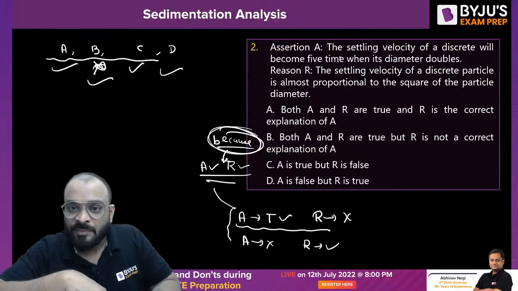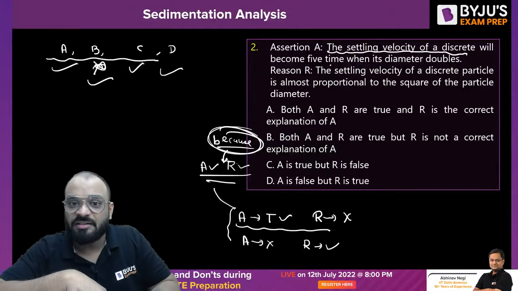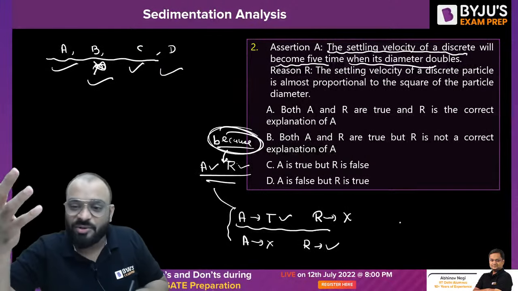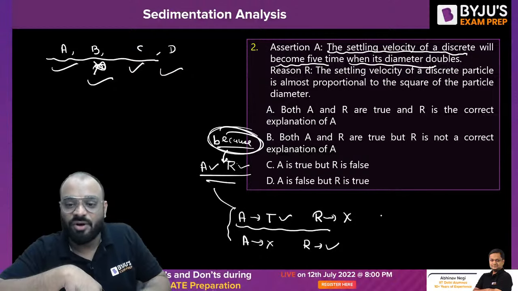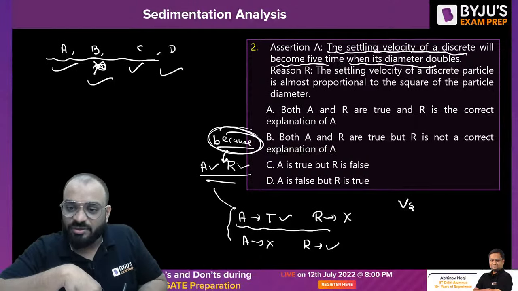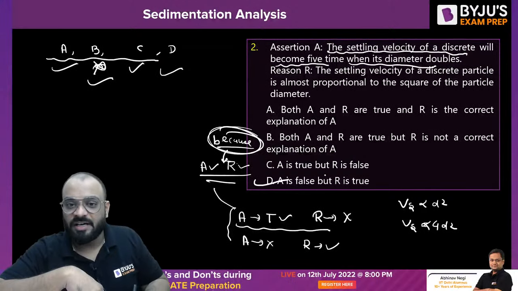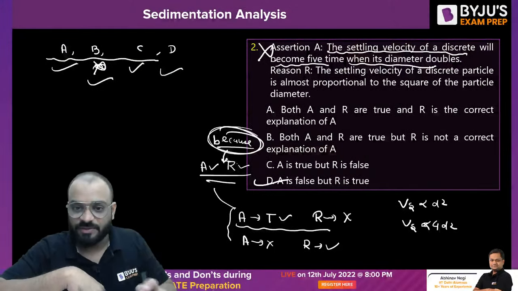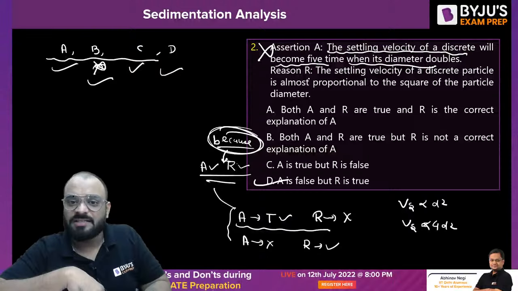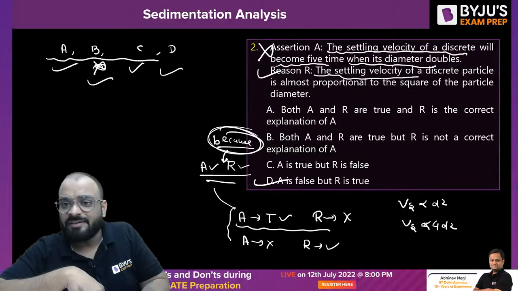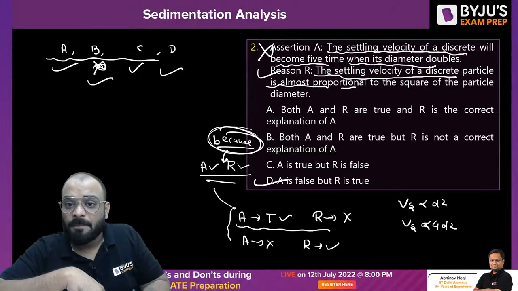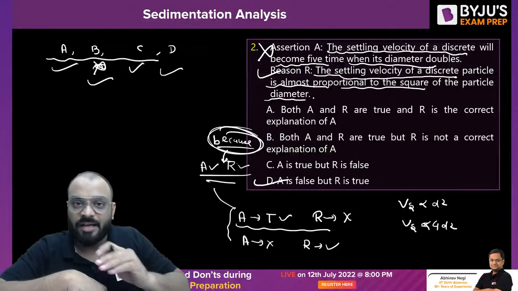Let's understand. The settling velocity of a discrete particle will become 5 times when the diameter is doubled. Guys, we know that the assertion itself is wrong and we are getting our answer. We know that Vs is proportional to d². If you make it double, then the settling velocity will become 4 times, nothing else. Not 5 times. That's why D is the correct answer, because the assertion itself is wrong. And you can see here guys, the reason is right. The settling velocity of a discrete particle is almost proportional to the square of the particle diameter.